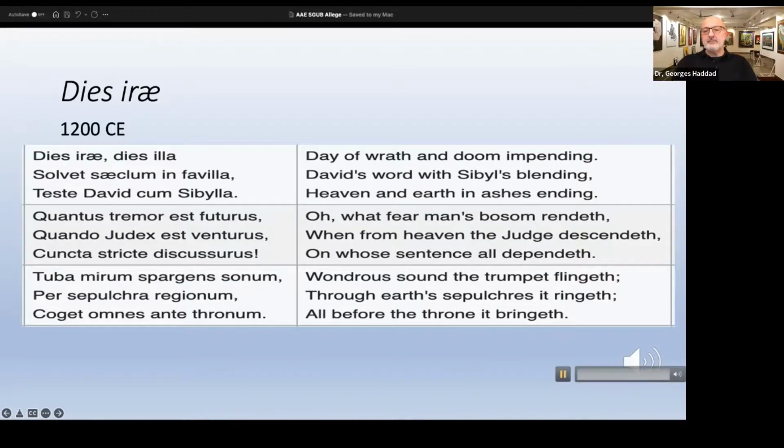Dies irae, dies illa, salvet seclum infamilla. Teste David cum Sibilla.